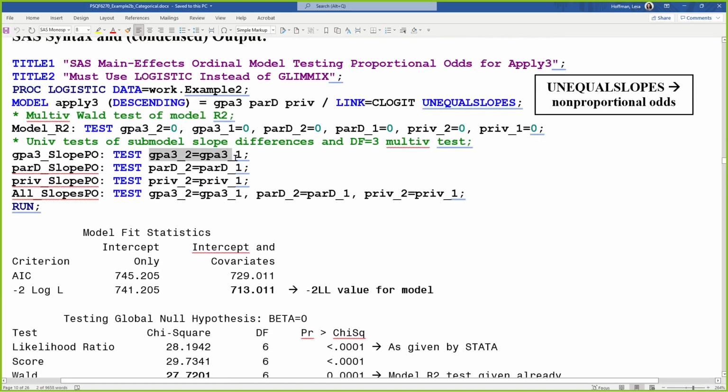And so, for instance, this line right here is asking if the slope for GPA differs across the submodel predicting a response greater than 1, or excuse me, a response greater than 1, which would be a 2, or a response greater than 0, which would be a 1 or a 2. So I wrote 3 different statements to test the assumption of proportional odds, as well as an omnibus, put it all together test for the overall model.